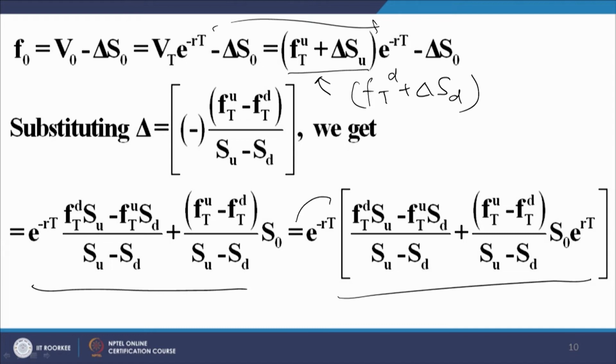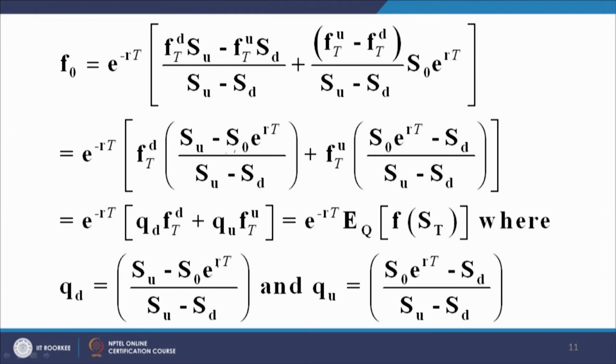E to the power minus r t is taken common outside the square brackets, and the rest of it is rearranged to get this expression. Further rearrangement, you see, now what we are doing is simple algebra. We are only rearranging the terms. When we rearrange the terms, we can write it in this form. Let me call it equation number, say, A.